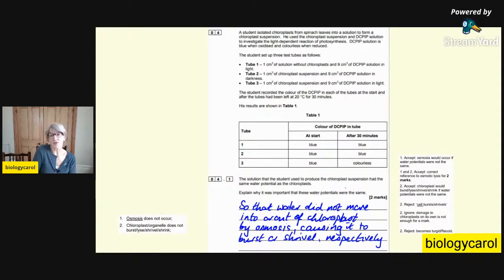So here are the marks and the examiner's comments. And so I ended up getting both the marks because I said both the same things. Osmosis does not occur, water does not move out by osmosis, and it doesn't burst or shrivel.